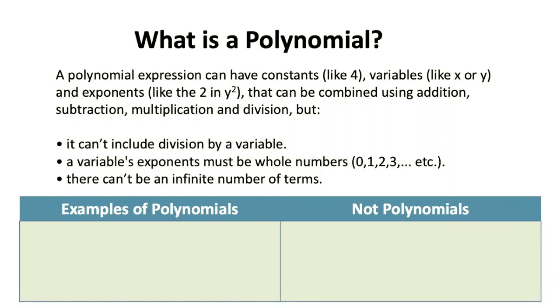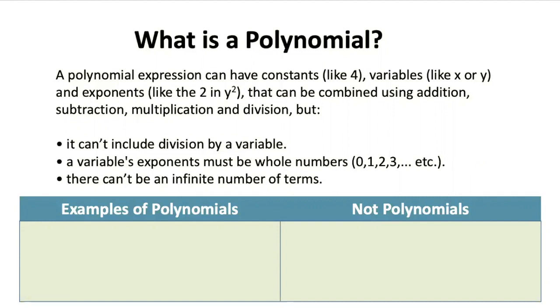Now we are going to turn our attention to polynomial functions. In order to understand them, we need to know what a polynomial is. A polynomial expression can have constants, like the number 4, variables like x or y, and exponents, like the x squared and y squared, that can be combined using addition, subtraction, multiplication, and division, but it can't include division by a variable. A variable's exponents must be whole numbers.